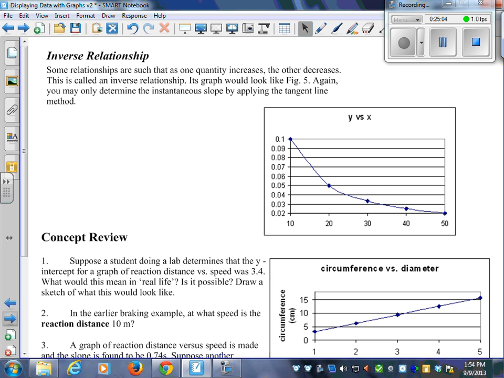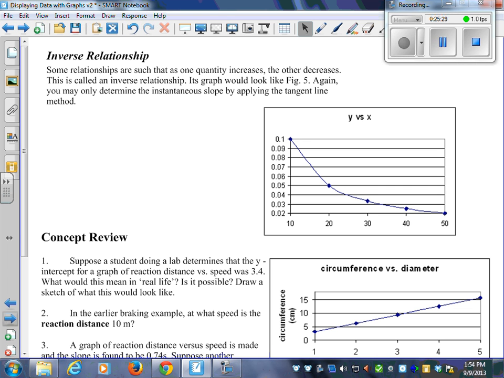Okay, an inverse relationship. Inverse has that shape. Some relationships are such that as one quantity increases, the other one decreases. For example, the more time you spend talking in class, the lower your mark. Inverse relationship. Its graph would look like figure 5, like that one there.